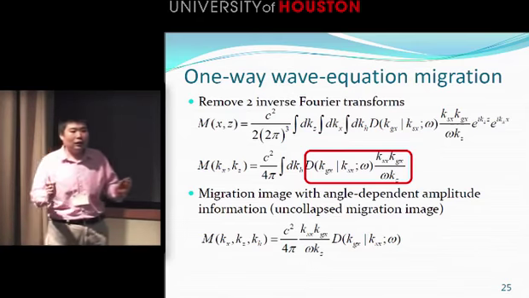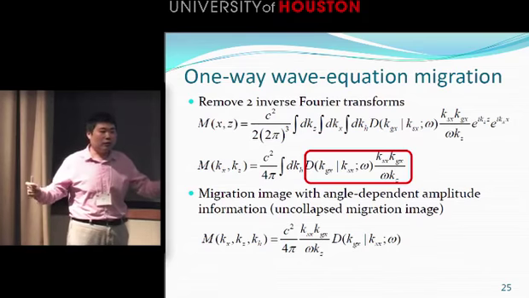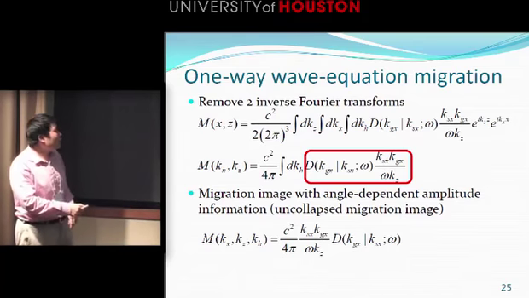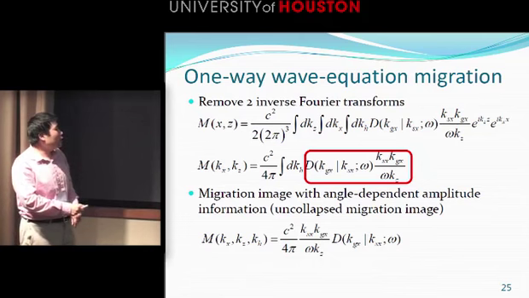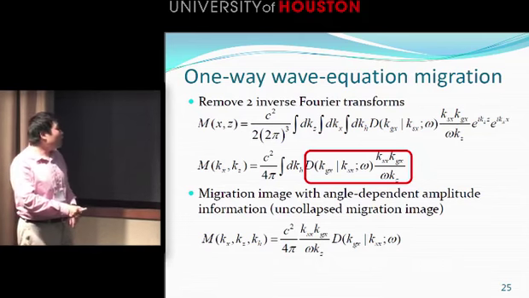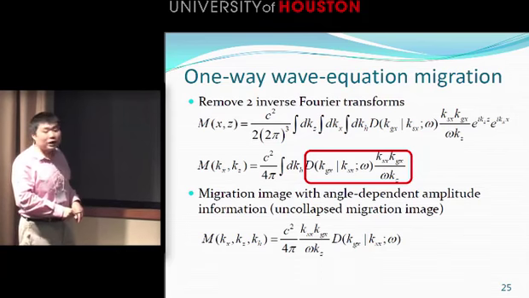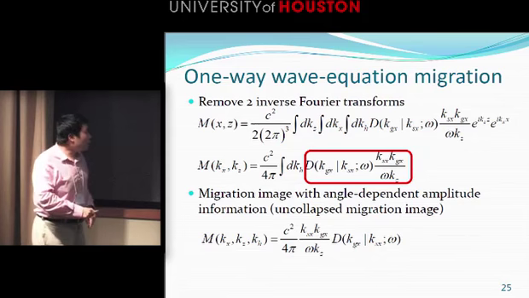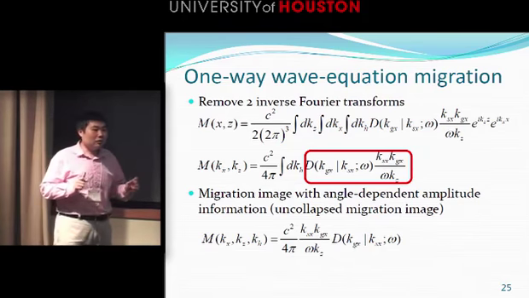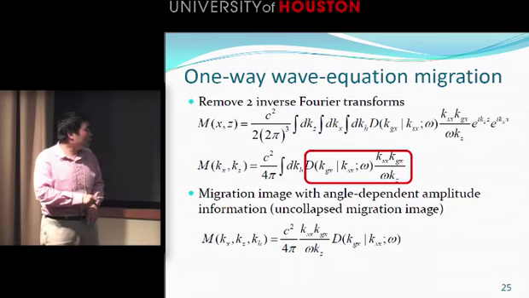We not only ask for subsurface offset equals 0, we keep that subsurface offset freedom. Like in this, we have this integrand here. By doing this, in this integrand we have not only the depth and the horizontal location. We have also one freedom of subsurface offset. By keeping this freedom, we can keep the angle-dependent information in that image.